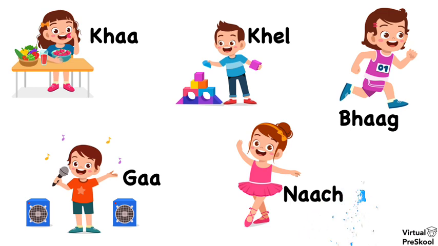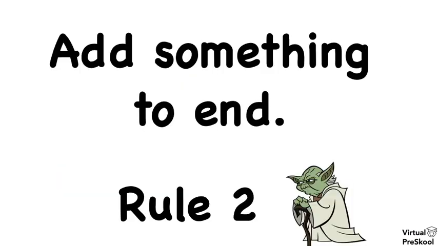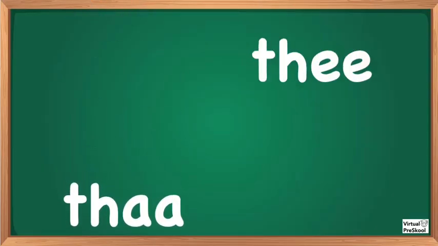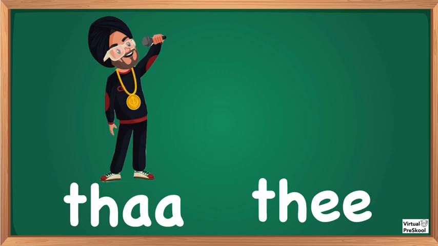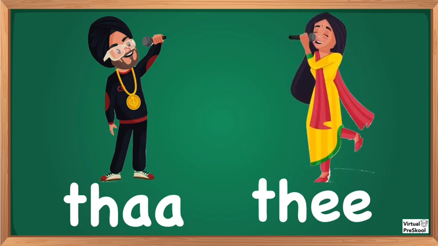And nachna becomes nach. And now there's a disturbance in the force, and we have to bring balance back to each of these words. And that brings us to rule number 2. Master Yoda says that you have to bring balance back to each of these shortened words by adding either a tha or a ti at the end of each word. For a boy, add tha. For a girl, add ti.